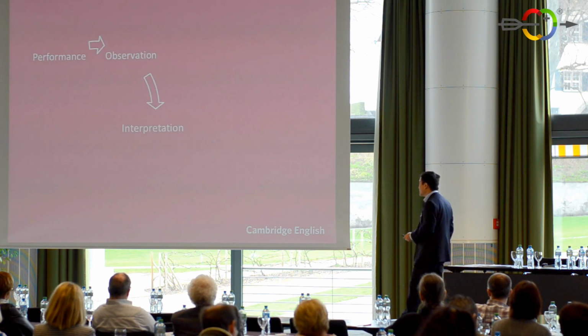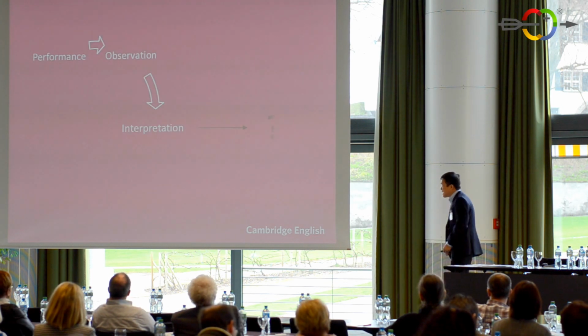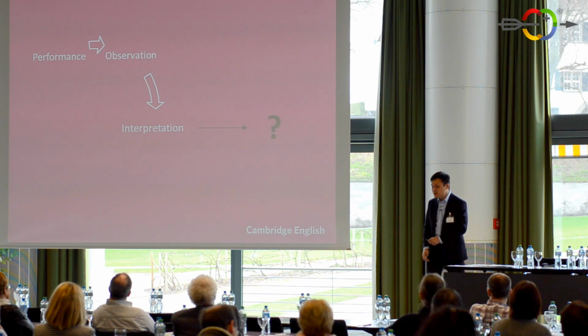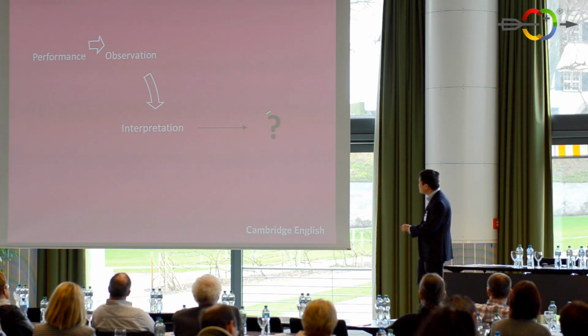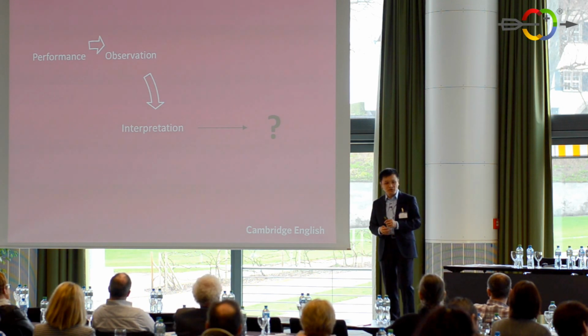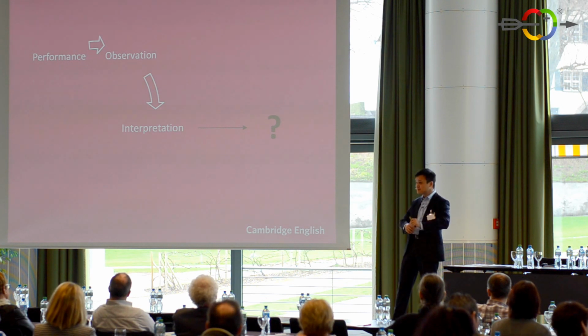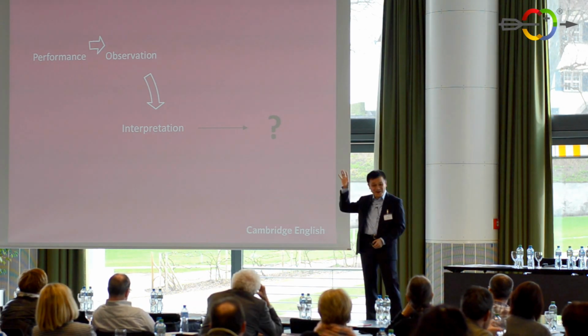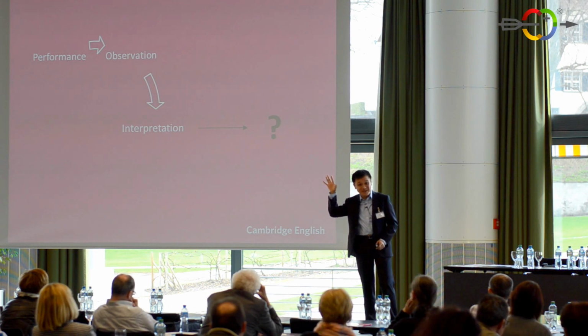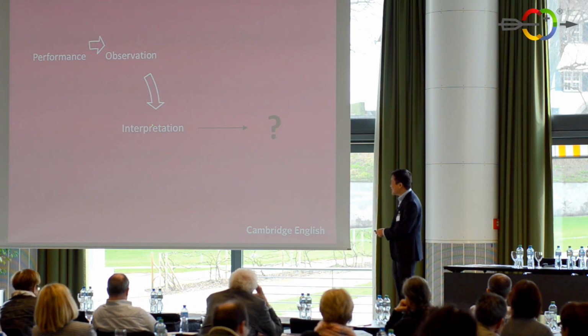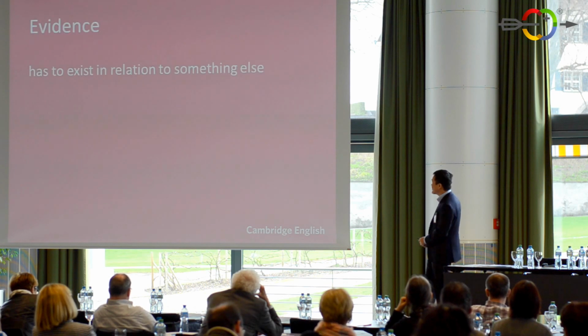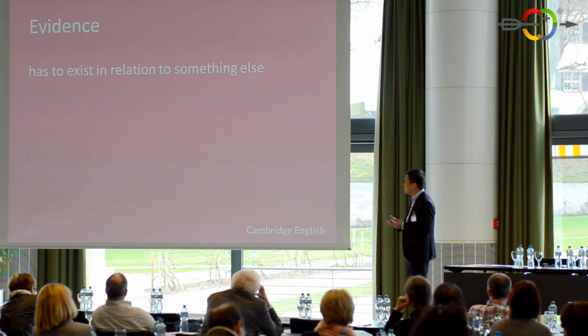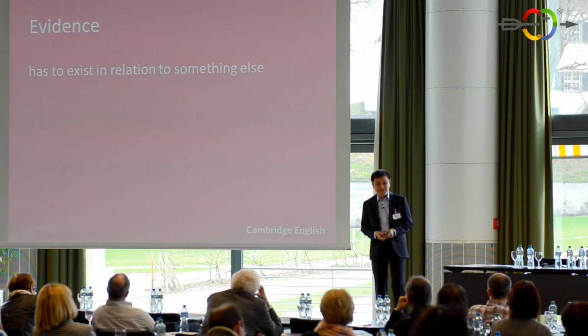Okay. Let's take a look at one part of this wheel. You have a performance, and you have an observation, and you have an interpretation. How can you go about interpreting what you saw little Johnny do? All I wanted to say there is obviously little Johnny needs to know what the learning objectives might be, right? You cannot interpret things in isolation. If you collect evidence, it always has to be in relation to something else, okay?